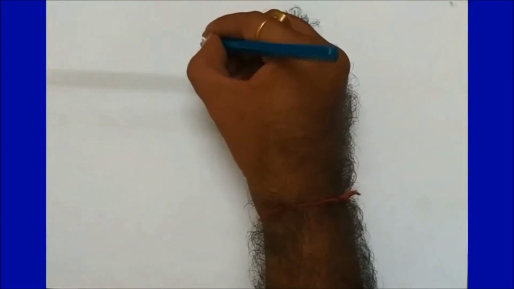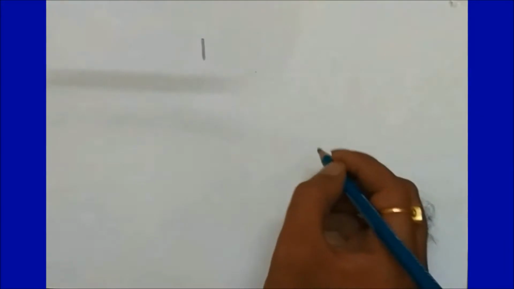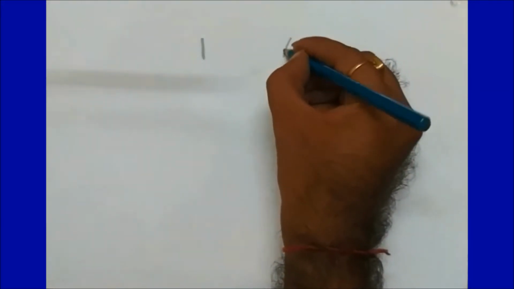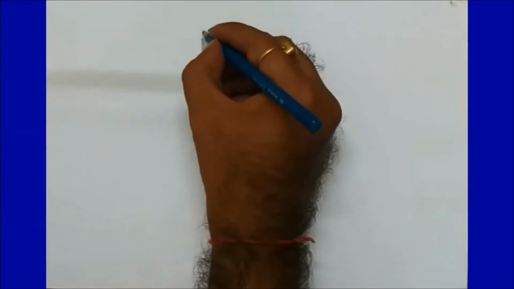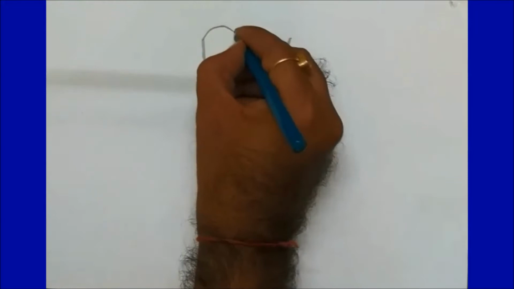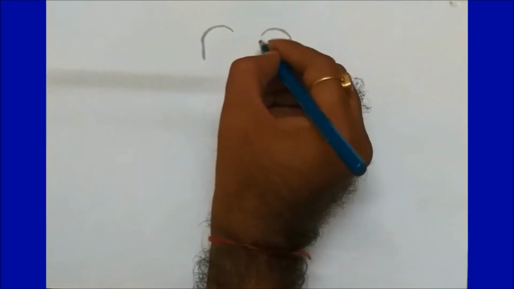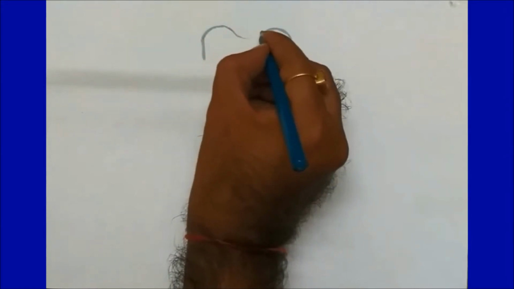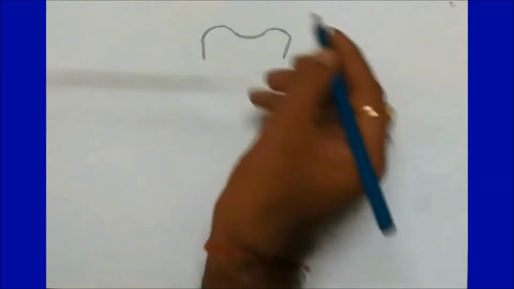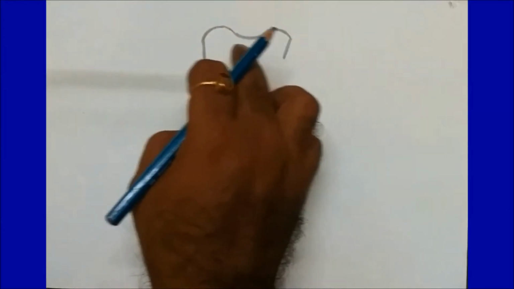One slanting line coming inside, one more slanting line coming inside, one curve going upside, again a curve going upside, and one more curve touching both the curves. I am going to show this as a forehead.